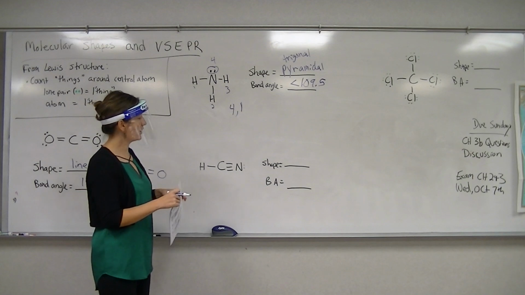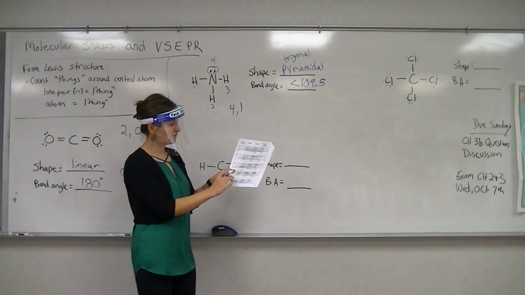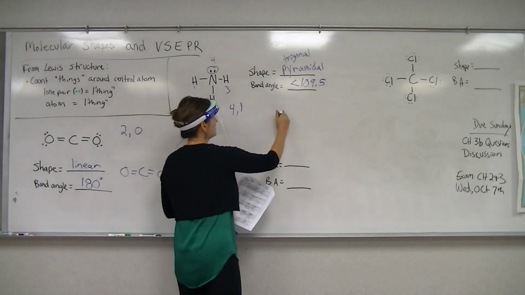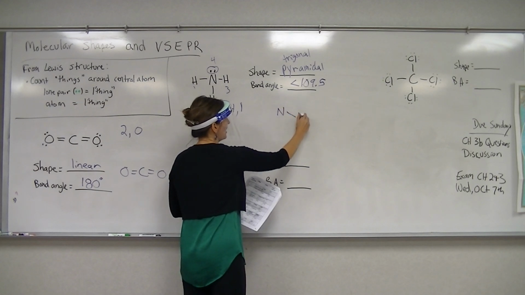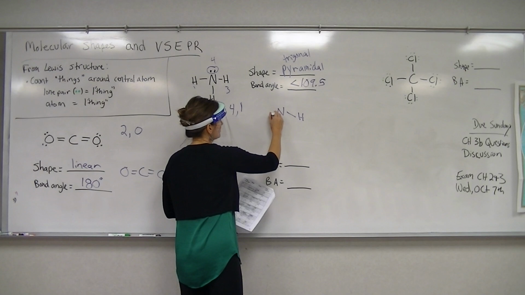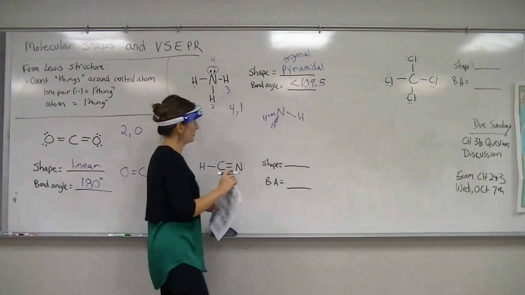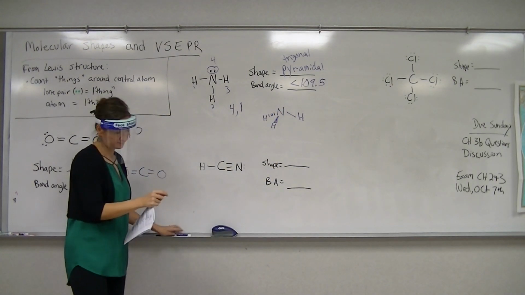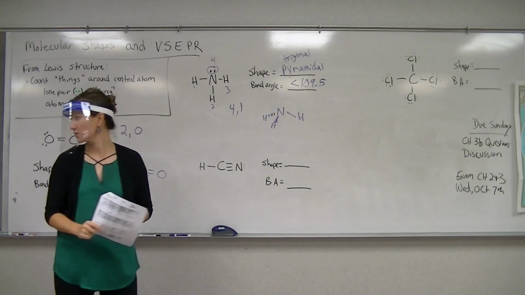If I wanted to draw it 3D, I'm going to follow kind of what they did here. Nitrogen's in the middle, I have a hydrogen going down, and then I have these wedges and dashes. I'm going to talk about the wedges and dashes a little bit. I'll show you next week again.